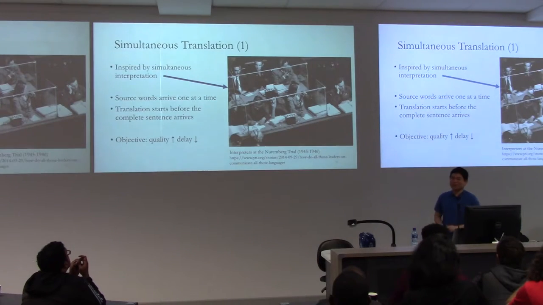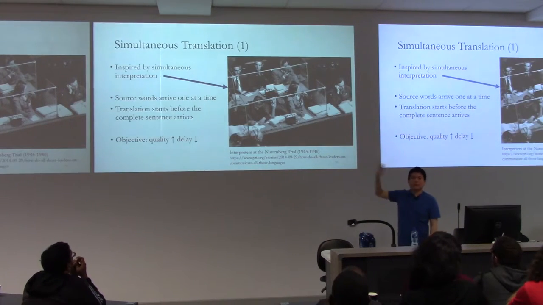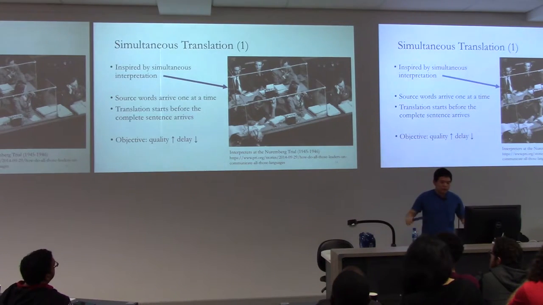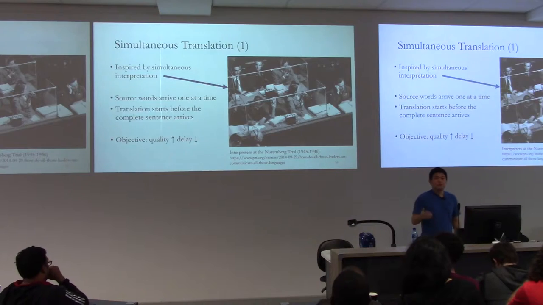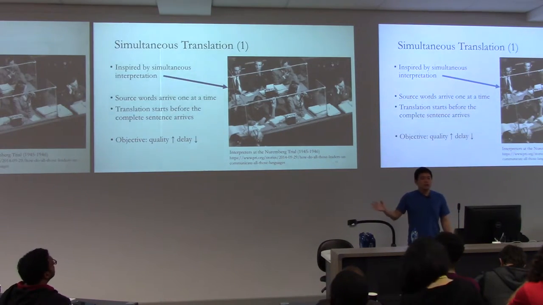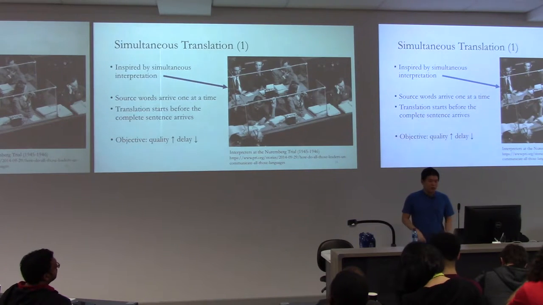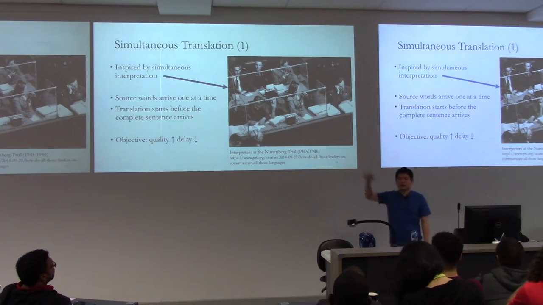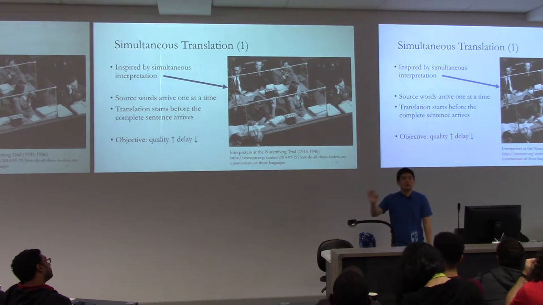So simultaneous translation is a very fascinating problem. It's not the real problem at the moment, but I think it can be used in real life as well. It's a problem inspired by simultaneous interpretation, which started in the Nuremberg trial after the Second World War, when they realized they needed to hold a war criminal tribunal. But the issue is that there are too many war criminals. They realized that if they did the interpretation one paragraph at a time, it would take about 200 years to try all those war criminals. So many war criminals, right?